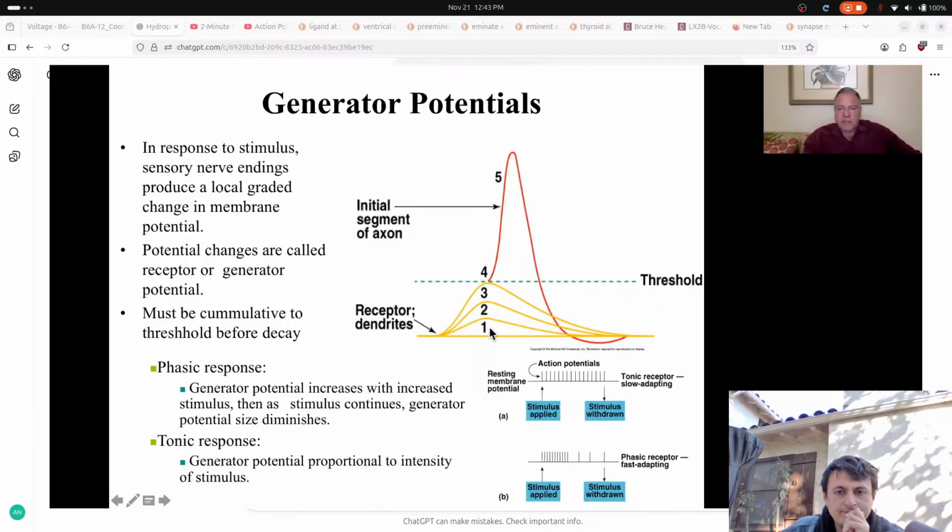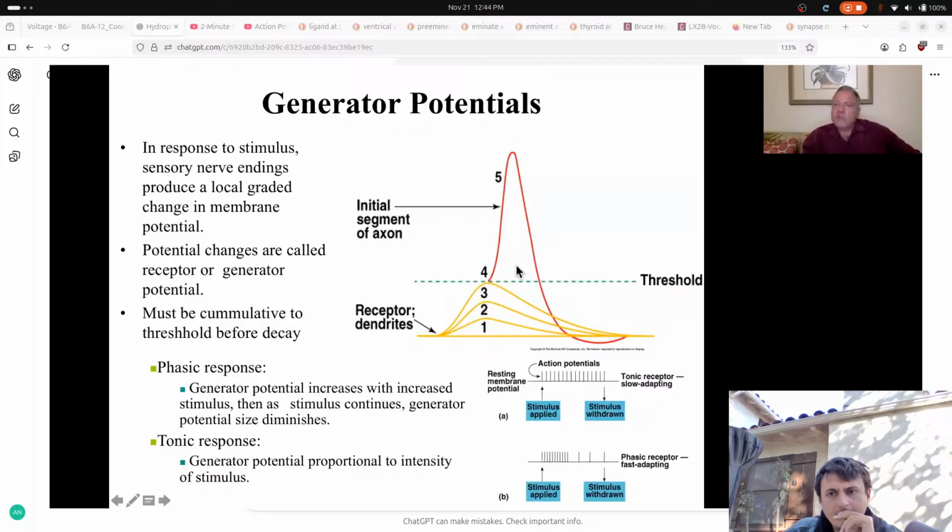You stimulate it, you get a little bit of depolarization, that's not enough. You stimulate it a couple of times, and you get closer. And finally you stimulate it enough times, you make it to threshold, boom, you get an action potential. Once you get an action potential at the hillock, you get a nerve impulse conducted down that axon. Okay, so these receptor potentials or generator potentials are cumulative. Now, we said the action potential is all or none.